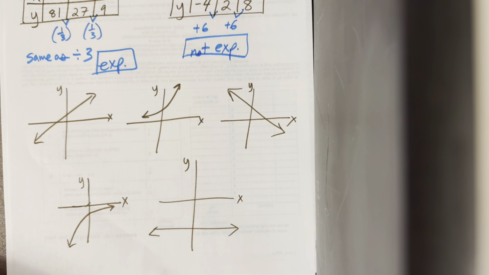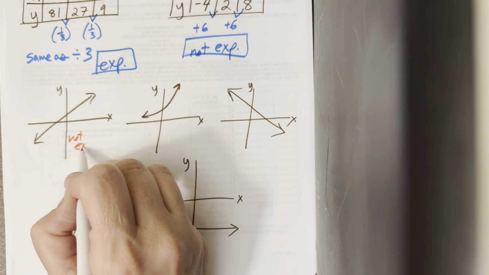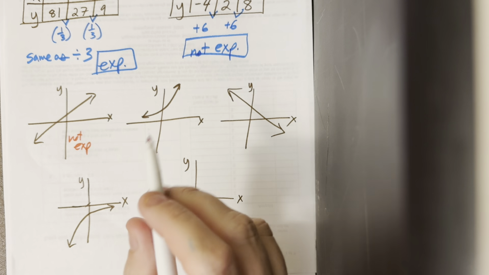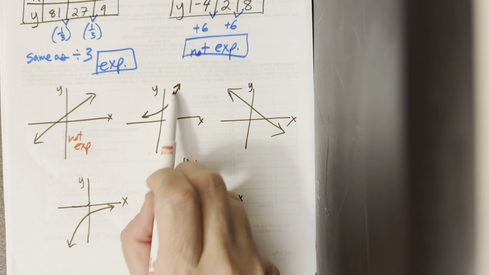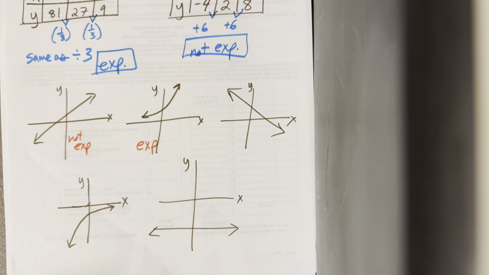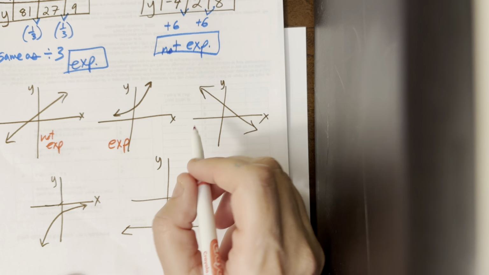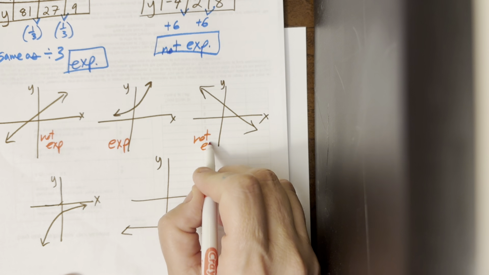So here we are. In the first one, this is a line. This is not exponential. It's linear. This one is an example of an exponential growth. It's going up, up, up. So that is exponential. This graph is a line. It's not exponential.